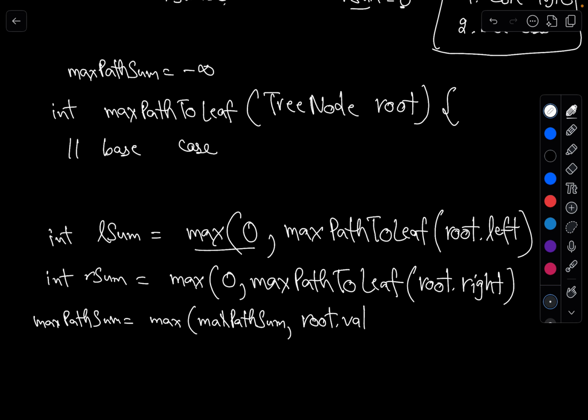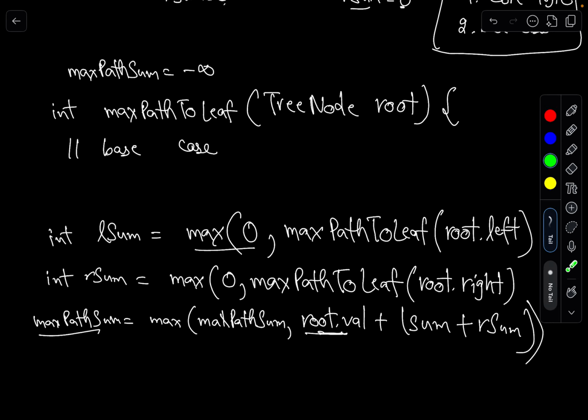root dot val. So now what will be the maximum path sum including this root val? Either this root val can take something from the left sum, and it could take something from the right sum, depending on whether this is 0 or positive. So if this is positive, the right sum takes that value. Otherwise, it just ignores it with this 0.